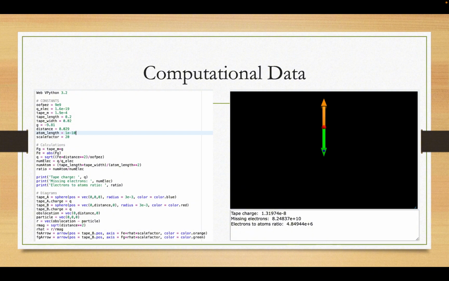And then we also found some other information here. At the bottom, we created arrows and spheres to create this diagram of our system and show the forces acting on it and the directions they are acting in. For example, this upper arrow is our electric force and the bottom arrow is the force of gravity.